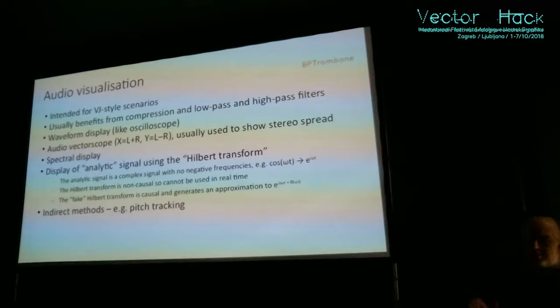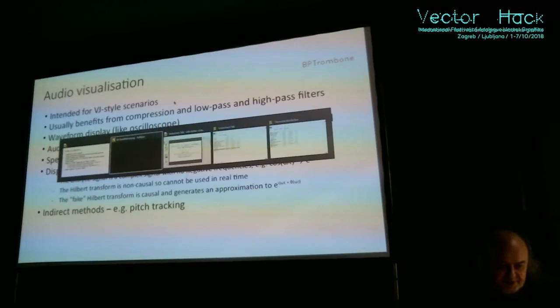Of course, you can show the FFT. You can also show the analytic signal, where you delay the phase of one channel by 90 degrees compared to the other channel. And that gives you these nice cauliflower-like shapes. We can't do a real Hilbert transform. It's actually a fake Hilbert transform that happens to look pretty much the same. I put these examples all into one video.